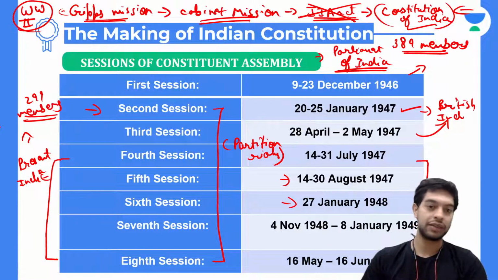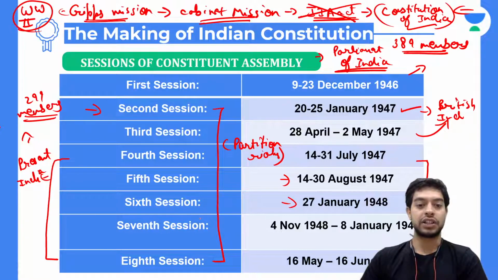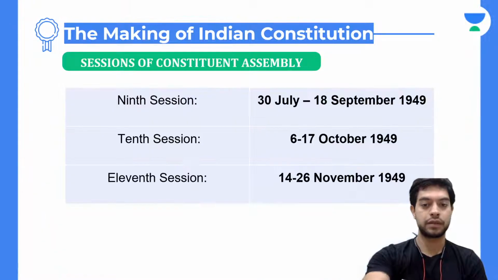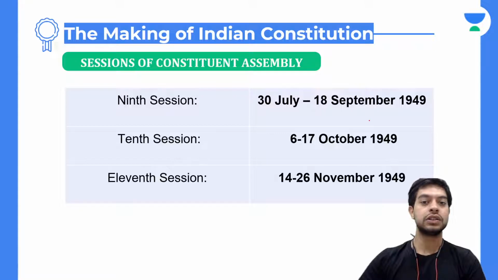Winter session अभी start होने ही वाला है. Similarly, there were different sessions of the Constituent Assembly. It took a total of 11 sessions. The ninth session was from 30th of July to 18th of September.